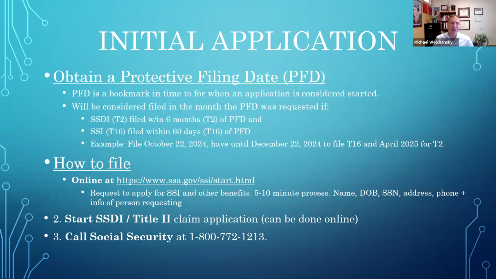The initial application. So great, how do we even do any of this? The very first thing to be aware of is the protective filing date. This is essentially a bookmark in time for you. There's so much information to collect on these applications that oftentimes when you start an application, you might need to get more information. Social Security gives you the opportunity to put a bookmark in time. It's pretty easy. You just need a little basic information, Social Security number, name, birth date, and you'll be able to get this protective filing date. What this does is start the timer for your claim.